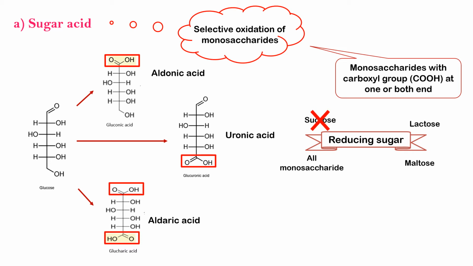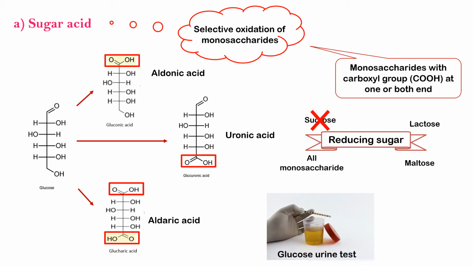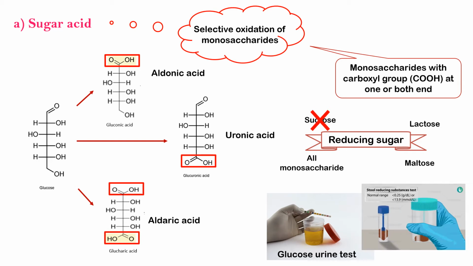The clinical significance of the reducing sugar property is that it can be used to detect urine glucose in diabetes mellitus and to detect fecal reducing substances to diagnose carbohydrate malabsorption such as lactose intolerance.